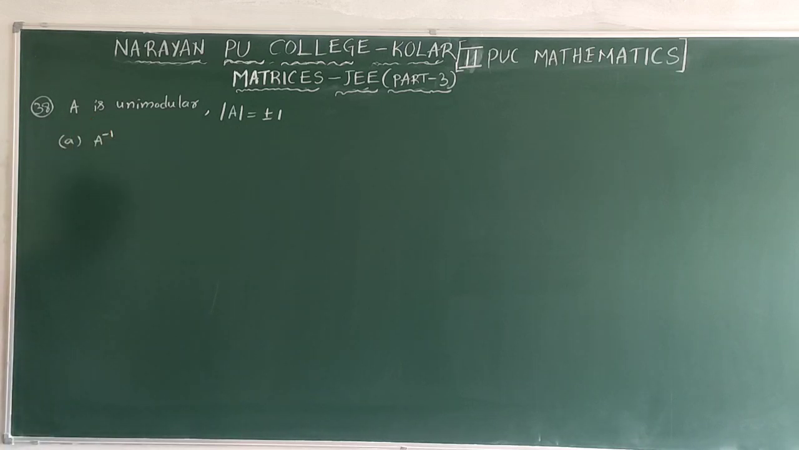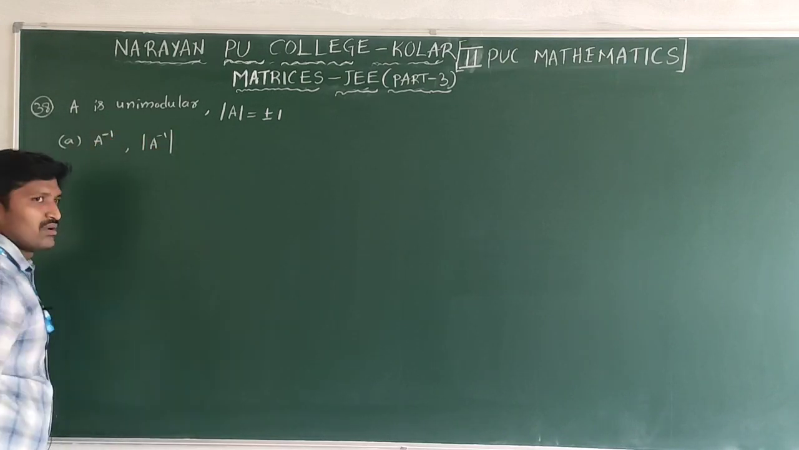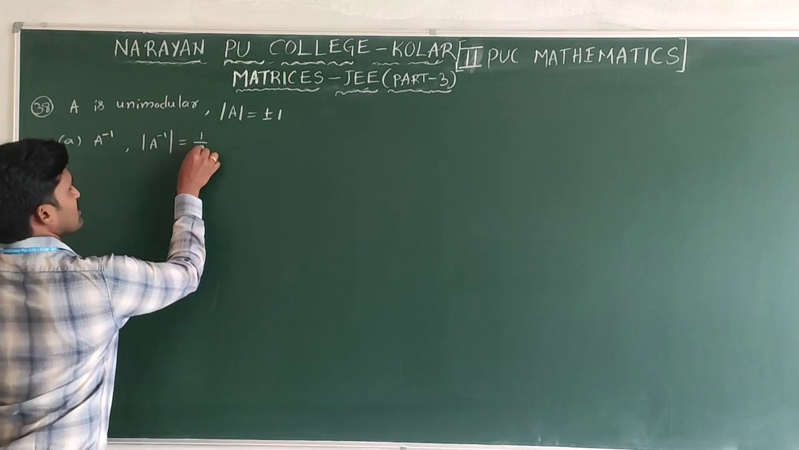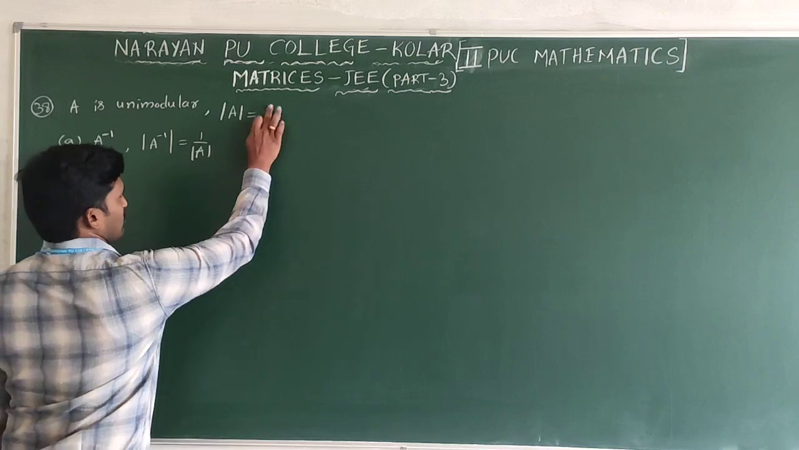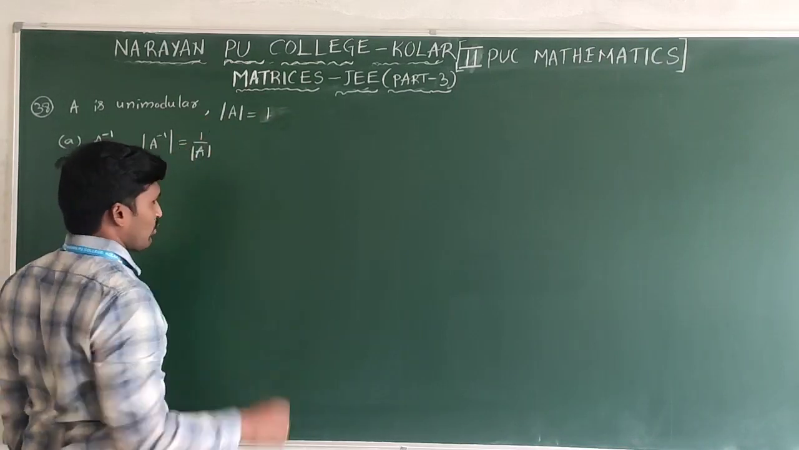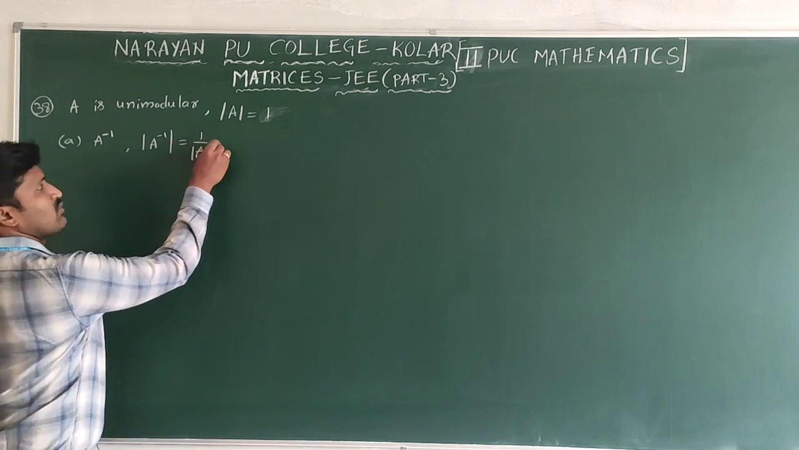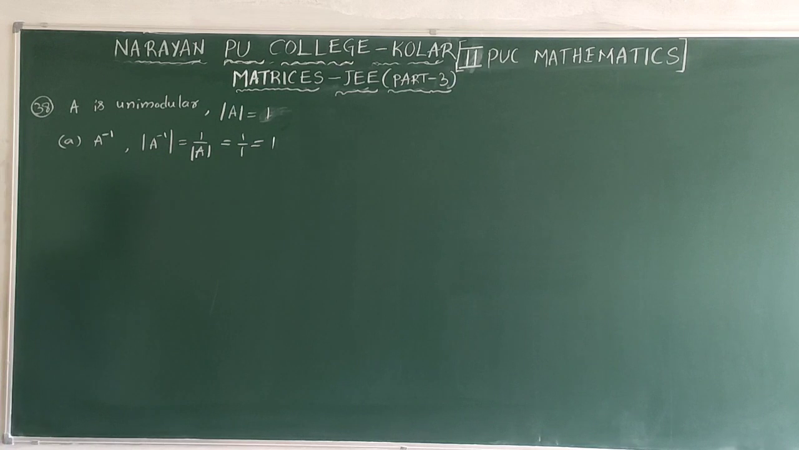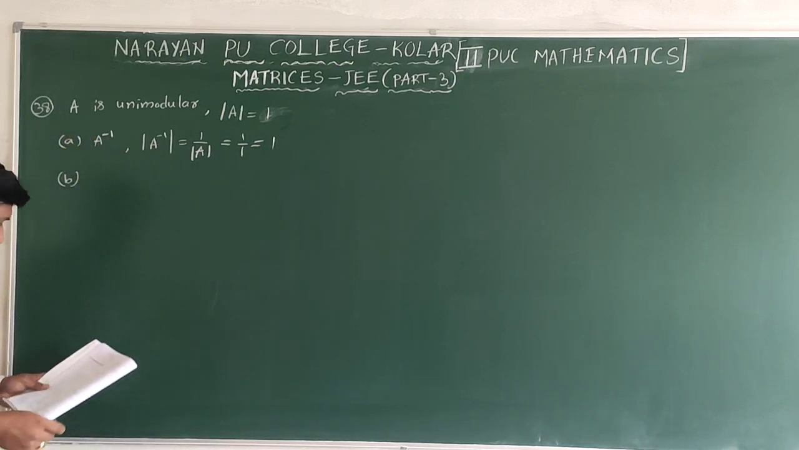A inverse is given. If you take det of A inverse, what do you get? The formula for det of A inverse is 1 by det A. Since det A is 1, it is 1 by 1, which is clearly 1. That's why this is correct, it is unimodular.